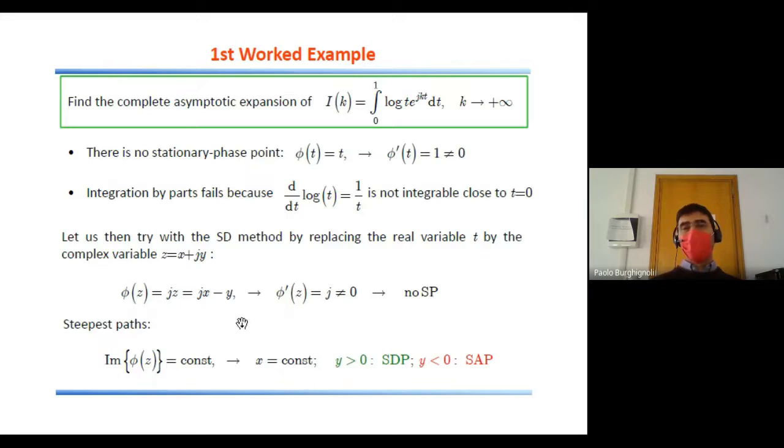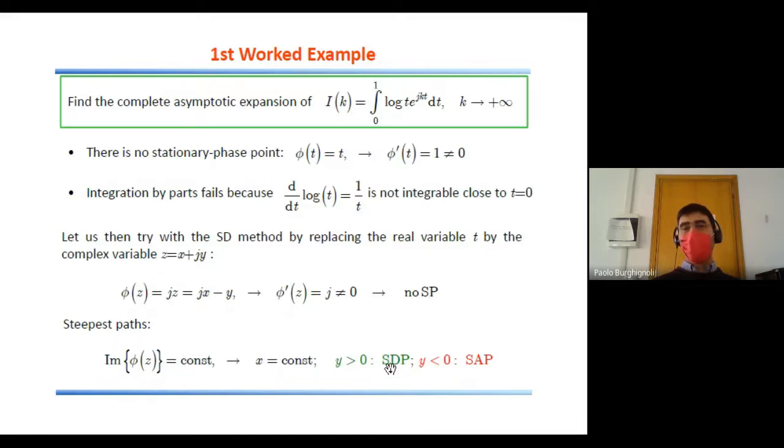In particular, observe now the real part, which is given by minus y. If we wish a steepest descent path, we need a real part that decays. So since the real part is given by minus y, we will have a decay when y is positive, whereas we will have an increase if y is negative. So the steepest descent path is a half line, which is vertical, that starts from the real axis and goes upwards, whereas the steepest ascent path is again a vertical half line that originates from the real axis but now goes downwards.